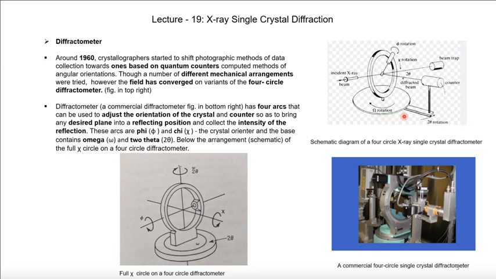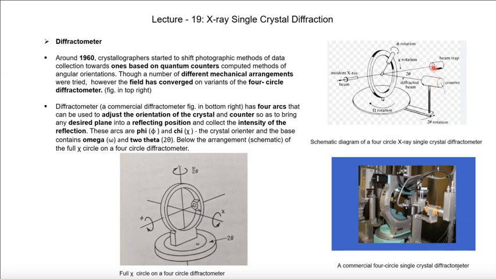Here is a schematic diagram of a four-circle single crystal diffractometer. Here is an incident X-ray beam, here is a crystal, and then the undiffracted beam moves there, and we have a beam trap here, and then we have the chi circle, phi circle, theta, omega circle, etc. And there is the diffracted beam. The undiffracted beam goes straight to the beam trap, and the diffracted beam goes into the counter.